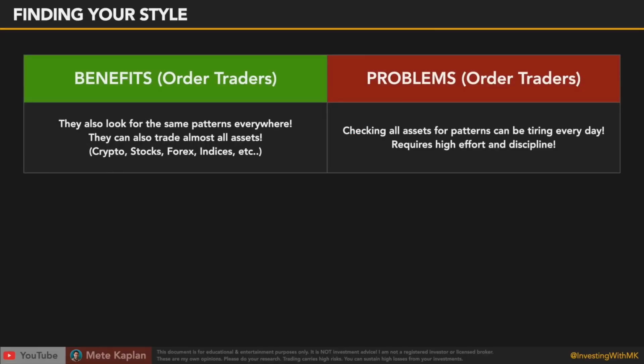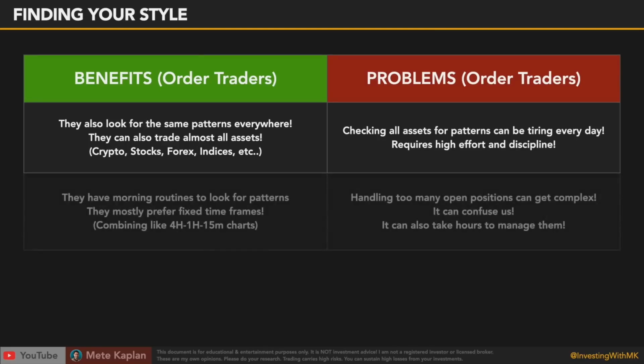Just like pattern traders, order traders can trade anything they wish for. You'll be looking for the same price levels, similar levels everywhere. Order traders mostly prefer specific time frames. Many order traders combine hourly and minute-based time frames, determining a good and large point of interest areas. However, placing so many orders can be quite troublesome. It can easily get out of hand and confuse you a lot.